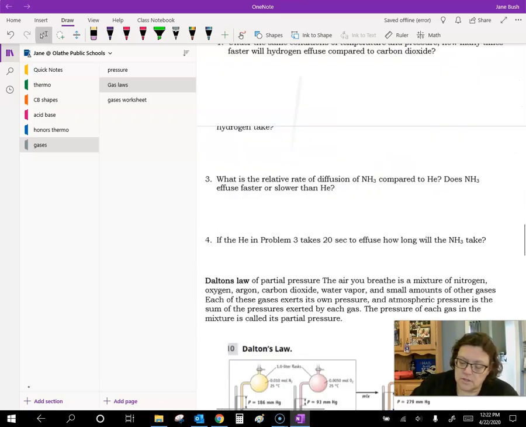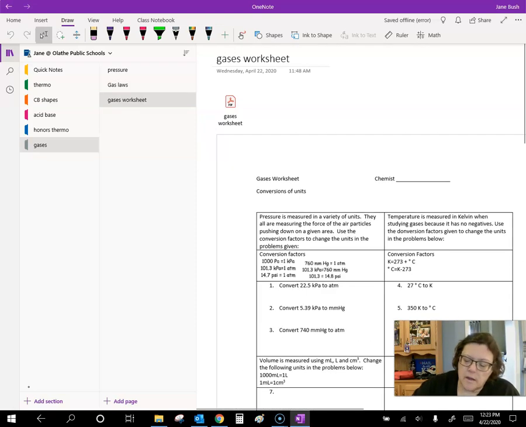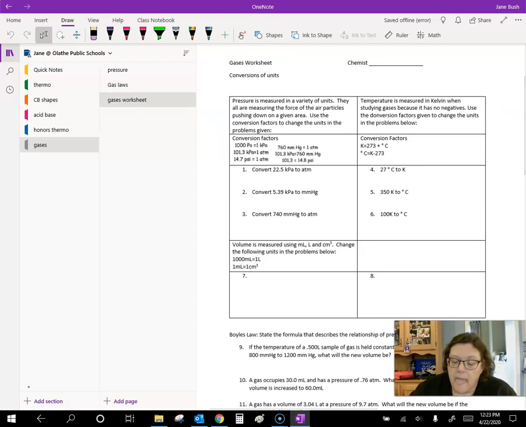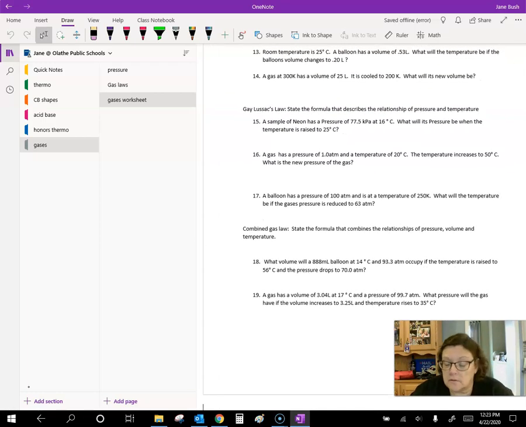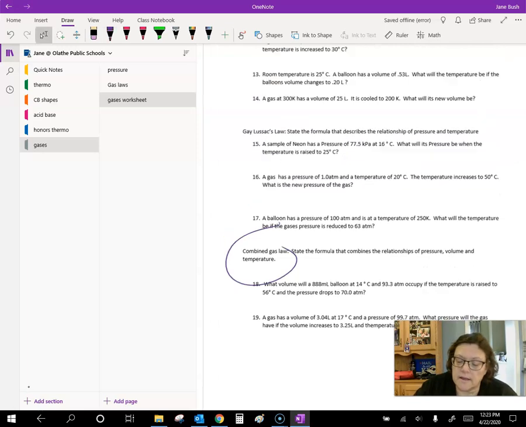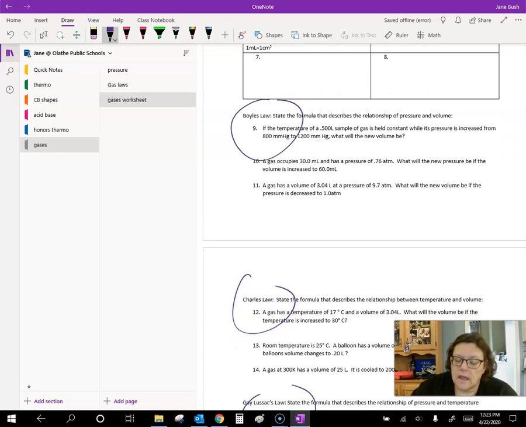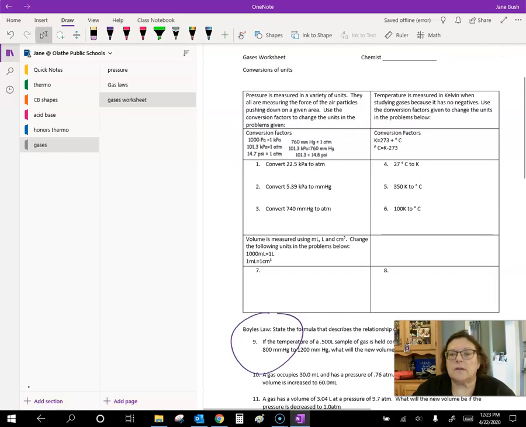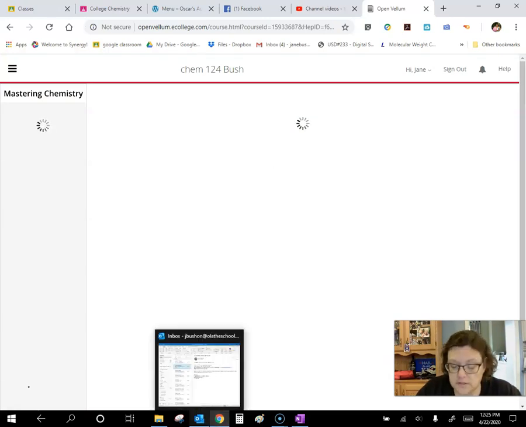All right, we're going to stop there. My recommendation is you go ahead and work through these two pages that I've uploaded on Classroom. We've got combined gas law, we've got Gay-Lussac, we've got Charles, we've got Boyle's, and we've got some conversion factors up at the top. If you want to do that instead of the online stuff, that's fine with me. The online stuff's not loading, so I will take a picture of it and upload it for you so you can see what you need to do.